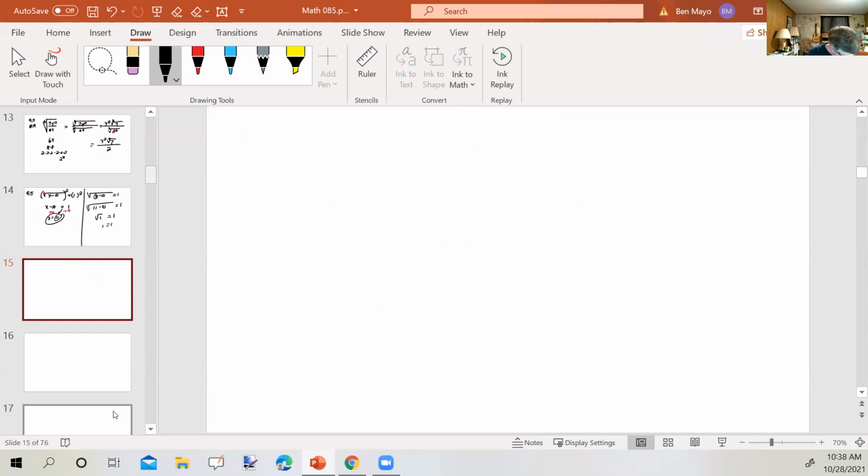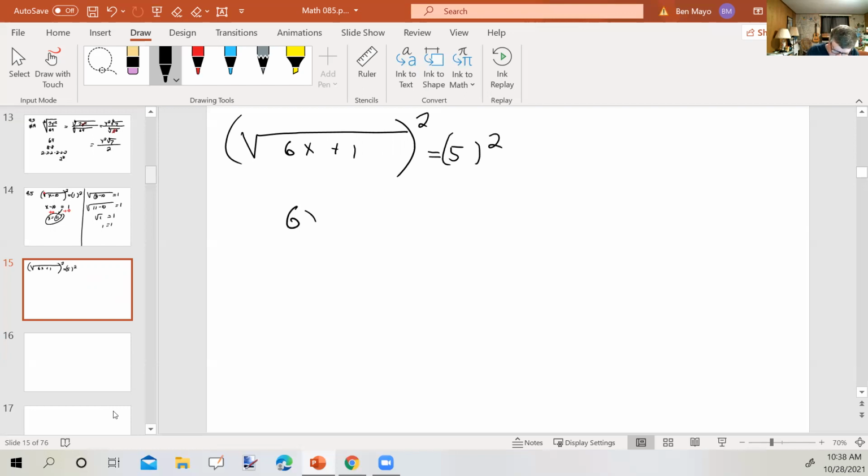Okay, let's take a look at this one. We have the square root of 6x plus 1 equals 5. So just like the previous example, the radical is already isolated. So we're going to square both sides. On the left side of the equation, we get 6x plus 1. On the right side of the equation, we get 25. Going on and solving for x, we'll subtract 1 from both sides of the equation. 6x is 24. Divide both sides by 6, x equals 4.